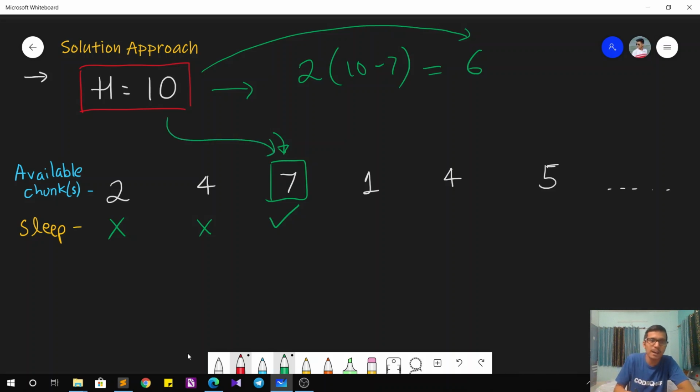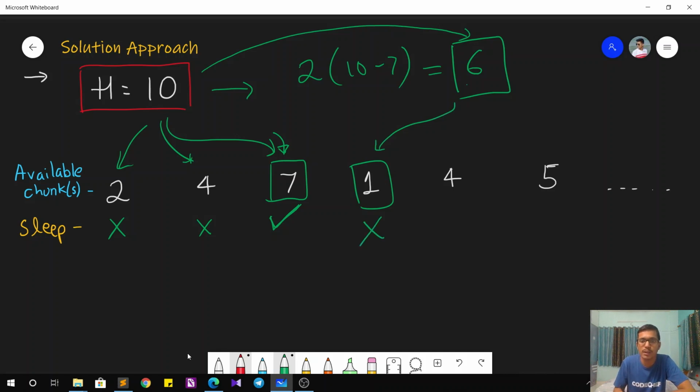If it's less than half, that is, in this case 2 was less than 5 and 4 is less than 5, it's not helpful for me because it will only increase my quota. If it's greater than half, it's well and good. I will sleep in those units of time and reduce my h. Now the new value of h is 6. Again, 1 is very much smaller than half of 6, so I will skip this one.